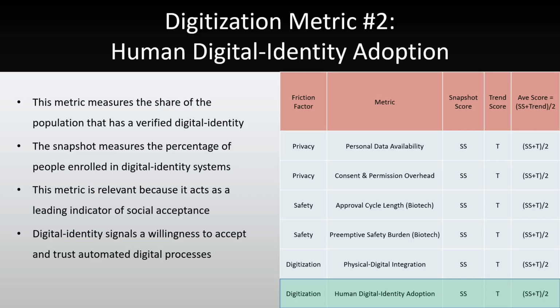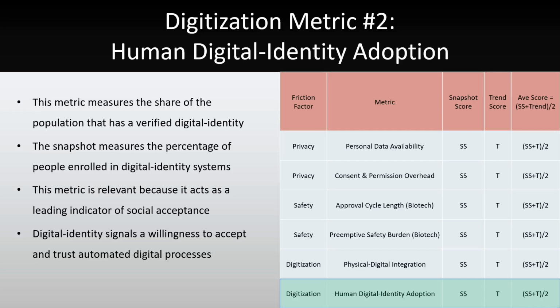This metric is relevant because it acts as a leading indicator of social acceptance. When people adopt digital identity, it signals a willingness to accept and trust automated digital processes. When adoption remains low, resistance to broader digitization is likely to persist.